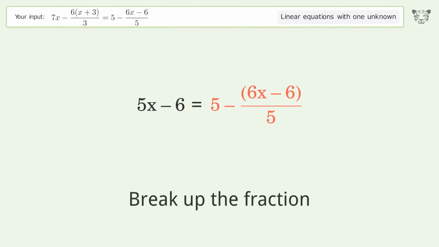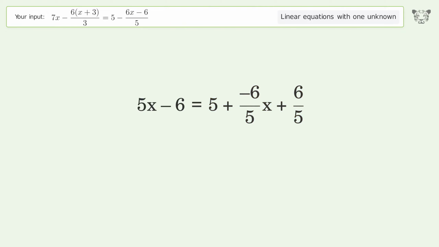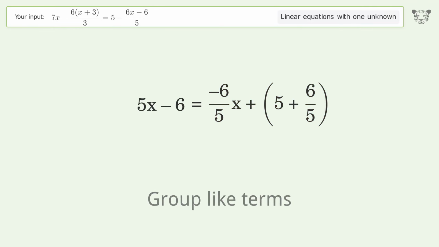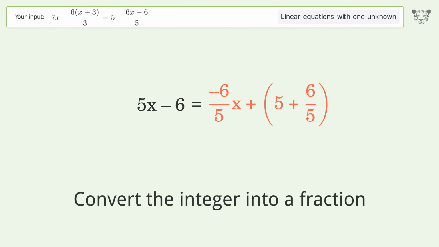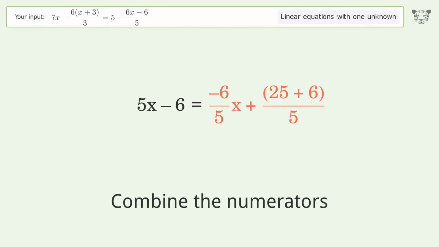Break up the fraction. Expand the parentheses. Group like terms. Convert the integer into a fraction. Combine the fractions. Combine the numerators.